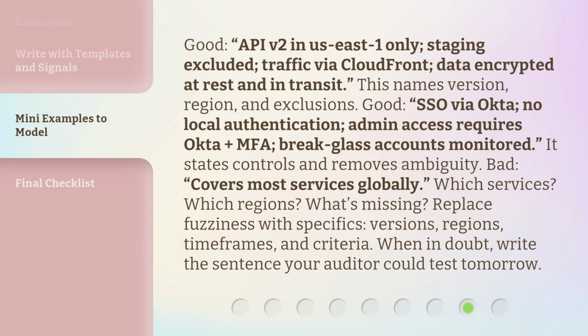Bad. Covers most services globally. Which services? Which regions? What's missing? Replace fuzziness with specifics. Versions, regions, timeframes, and criteria. When in doubt, write the sentence your auditor could test tomorrow.